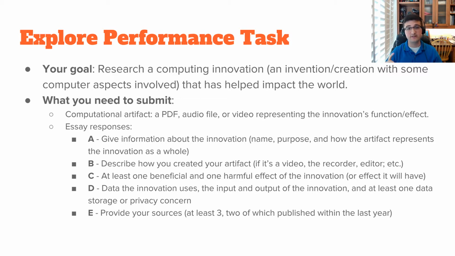C is going to be at least 1 beneficial and then 1 harmful effect of the innovation. D is going to be just how the data that the innovation uses is converted from input to output, what kind of data it uses, and then at least 1 data storage or privacy concern. And then E is just going to be your sources. You're going to have at least 3 and 2 of them within the last year. We're going to go over it again, so it's okay if you didn't catch all that.